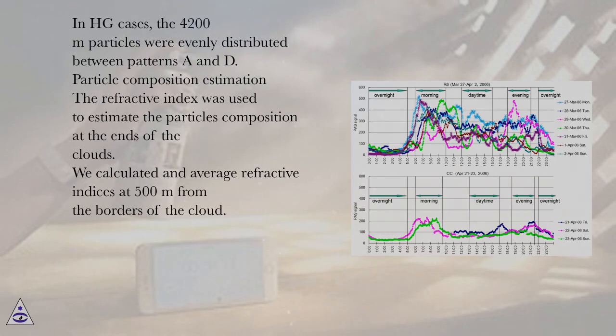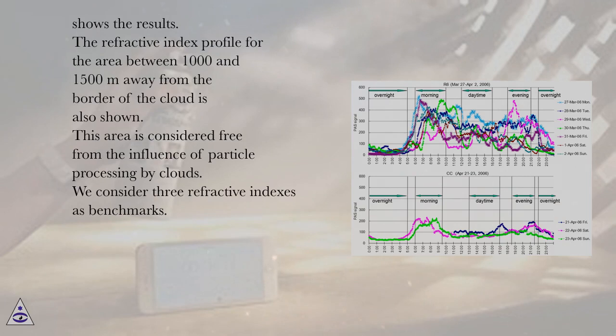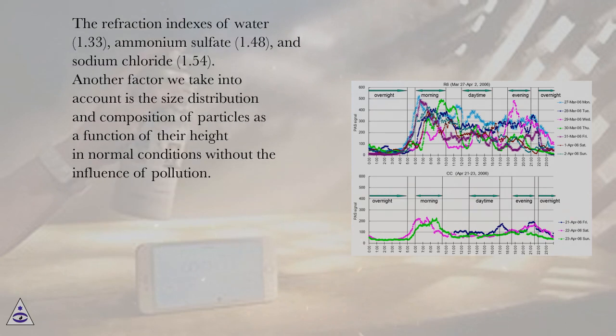Particle composition estimation. The refractive index was used to estimate the particles' composition at the ends of the clouds. We calculated average refractive indices at 500 meters from the borders of the cloud. The figure shows the results. The refractive index profile for the area between 1000 and 1500 m away from the border of the cloud is also shown. This area is considered free from the influence of particle processing by clouds. We consider 3 refractive indexes as benchmarks: the refractive indexes of water, 1.33, ammonium sulfate, 1.48, and sodium chloride, 1.54.